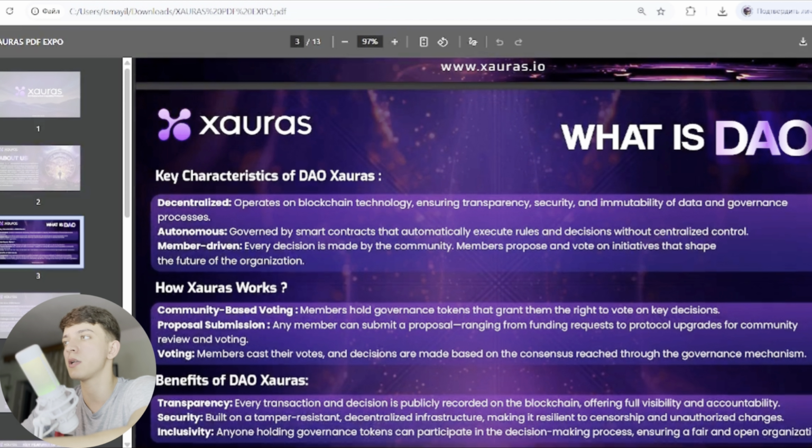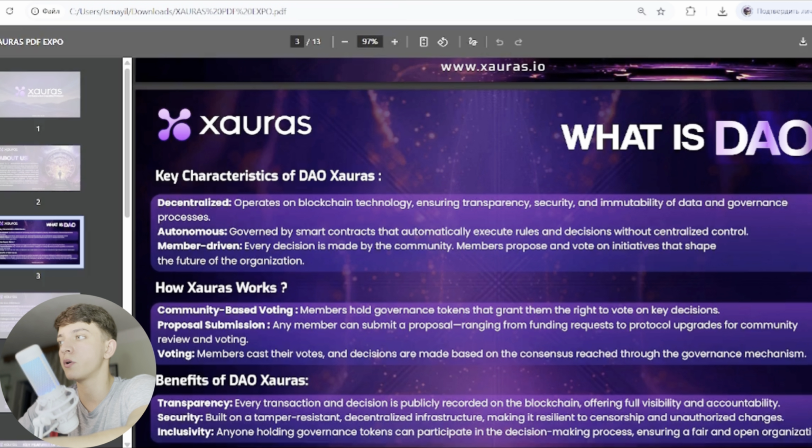For example, what is a DAO? This is the explanation there. Key characteristics of a DAO: Decentralized, it operates on blockchain technology, ensuring transparency, security, and immutability of data and governance processes. Autonomous, it is governed by smart contracts that automatically execute rules and decisions without centralized control. Member-driven, every decision is made by the community. Members propose and vote on initiatives that shape the future of the organization.